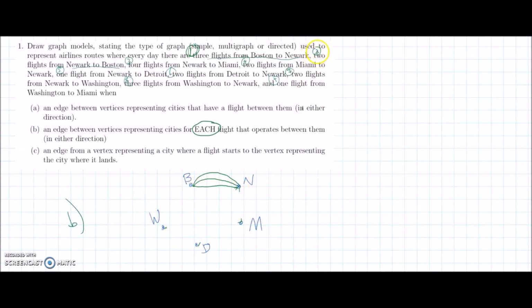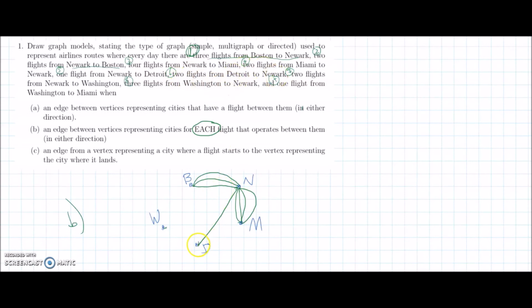Looking at part 2, there are 2 flights from Newark to Boston. Well, I already have those represented with the lines I've already drawn. Three, there are 4 flights from Newark to Miami. There's 1, 2, 3, 4. Then there are 2 flights from Miami to Newark. I already have those drawn. Number 5, there's 1 flight from Newark to Detroit. So from Newark to Detroit, I have 1 flight. And then there are 2 flights from Detroit to Newark.